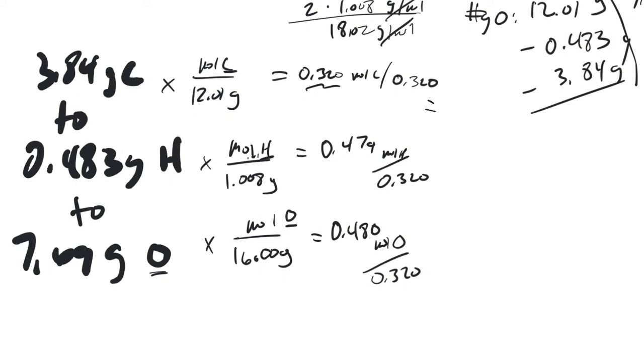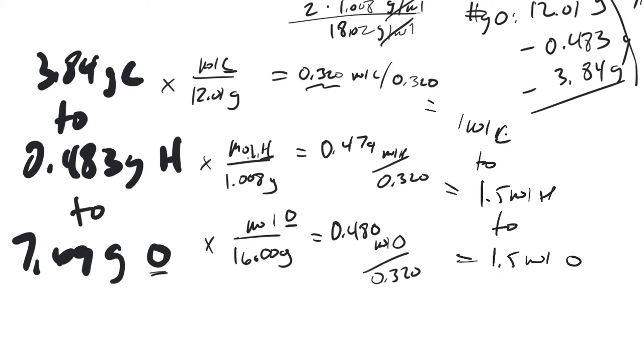And so we get our ratios: 1 mole of carbon, and then for the ratio, 0.480 divided by 0.32 is 1.5. So 1.5 moles of oxygen. So these would be the ratios for the particular sample that we've worked out here.